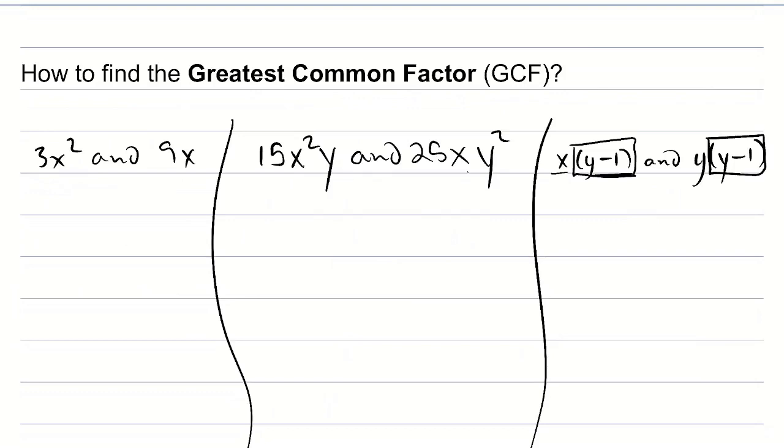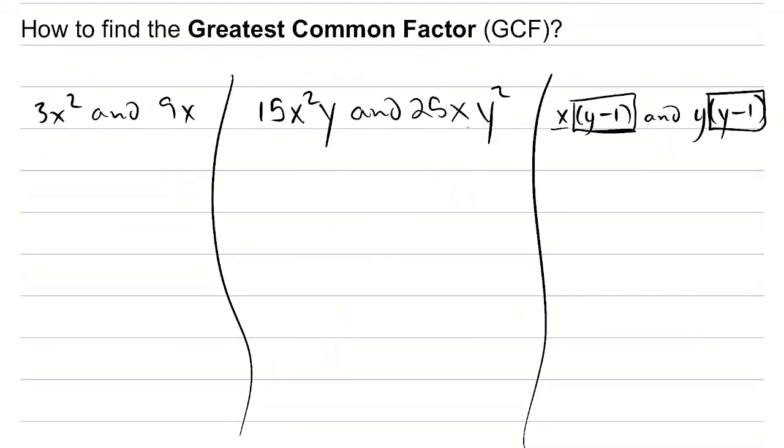So how do we find the greatest common factor? Let's look at these example problems, and hopefully by the end everybody knows how to find the greatest common factor of a set of numbers or terms. The greatest common factor is the term that you can divide, for example, this 3x squared by, and still get a whole number and no variables in the denominator.